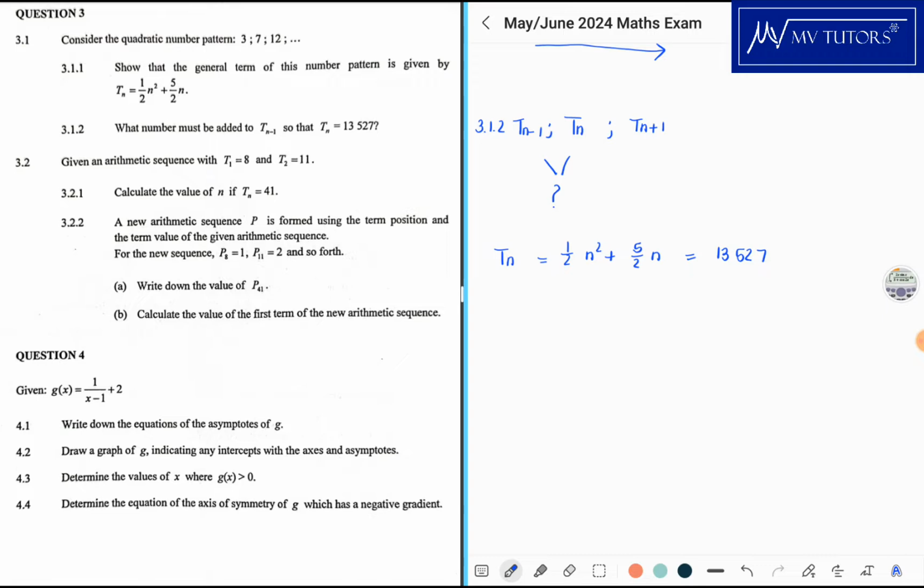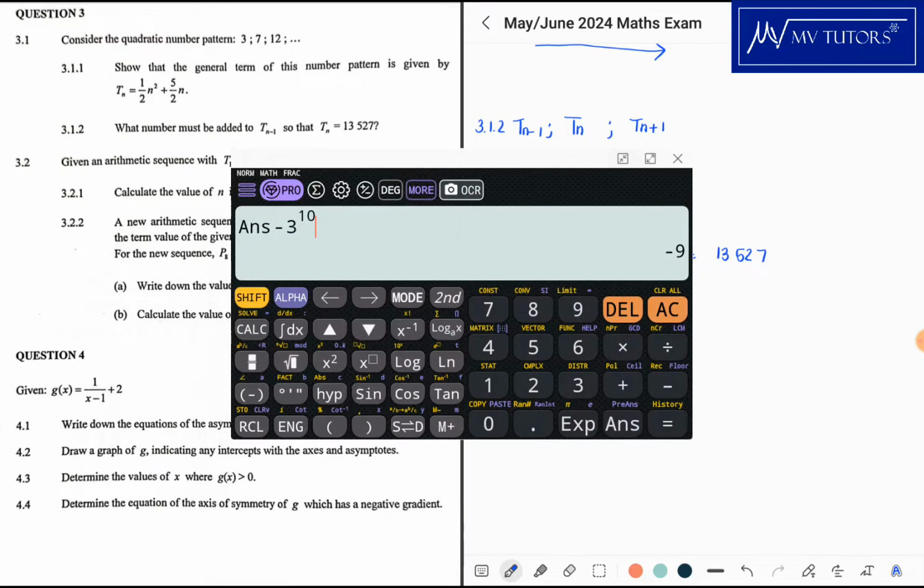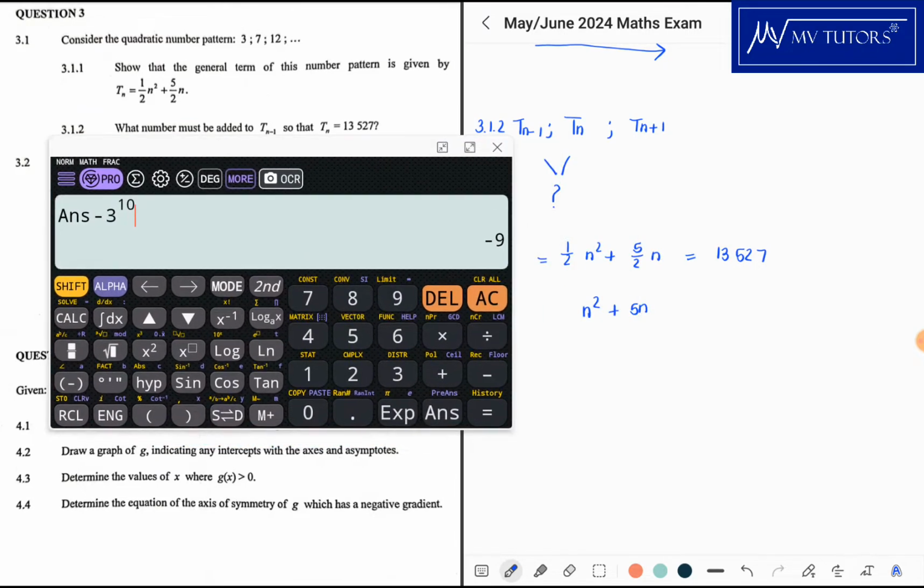Okay, at this point, I'm just going to multiply everything by 2. I don't like fractions. So I'm going to have n squared plus 5n. And then what is 13,527 times 2? It is 27,054. I'm going to bring it to the left hand side. So minus 27,054.